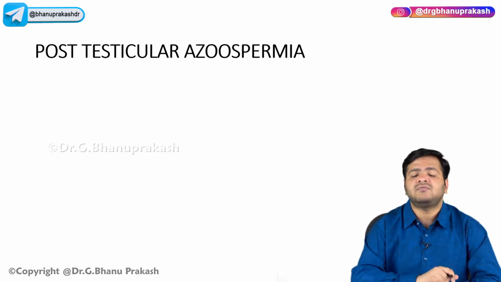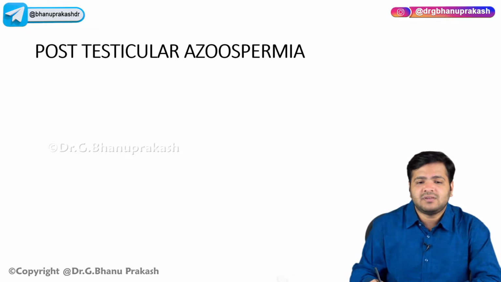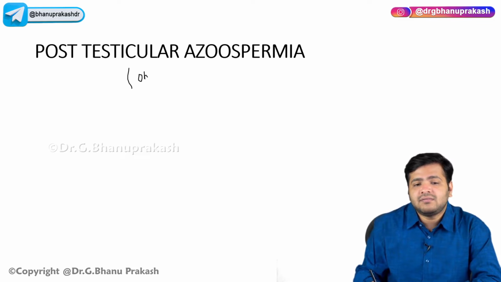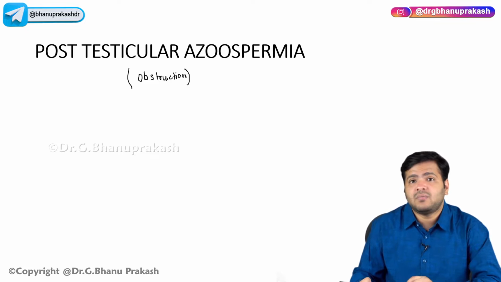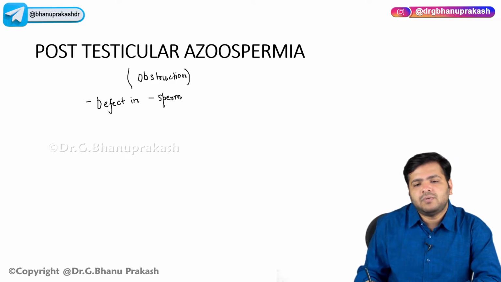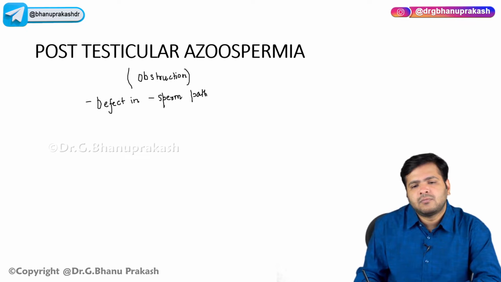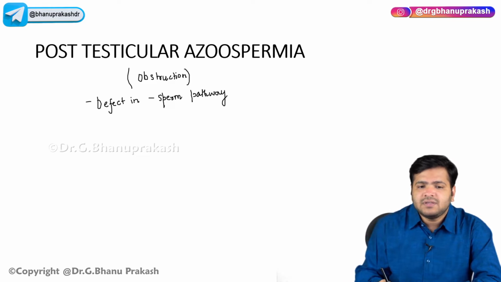Now coming on to the next one, that is the post-testicular azoospermia. When I say post-testicular, it clearly indicates that there is an obstruction. Sperms are formed but they are not being released because there is some obstruction to the sperm pathway. So remember that there is a defect in the sperm pathway. Over here, everything is normal.